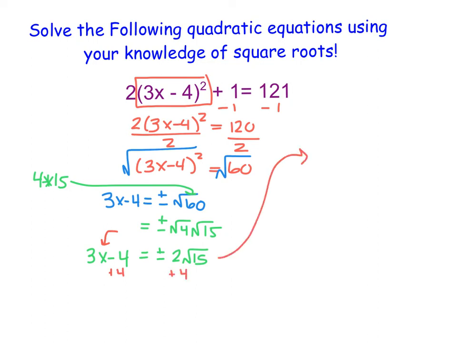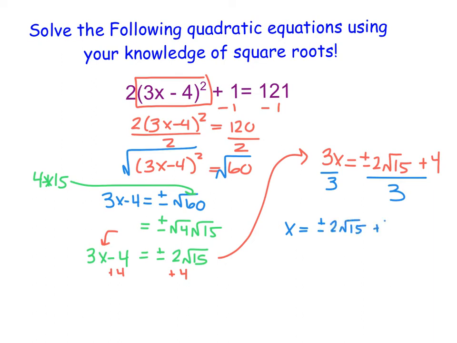And so that makes it 3x is equal to plus or minus 2 square roots of 15 plus 4. And then we're going to divide both sides by 3. So I find that x is equal to plus or minus 2 square roots of 15 plus 4, all divided by 3. Now, you can leave your answer like this. This is something I would take.